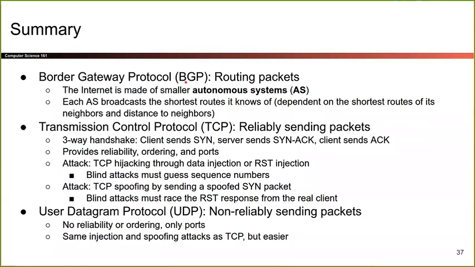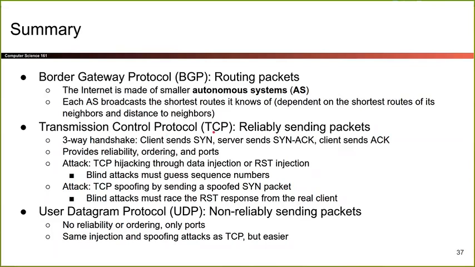So BGP is a protocol for routing packets. If we're on the internet and we want to get a packet to someone on a different local network, we have to hop across the internet until we find them. And the way to do that is to use autonomous systems. So every system broadcasts the list of shortest routes that it knows from its neighbors, and eventually you'll broadcast a successful route to the destination. And there are some attacks here, but we usually rely on higher layers to defend against them.